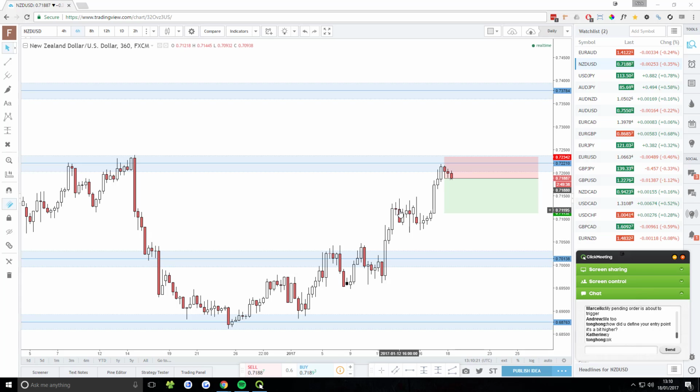So each of these is a 6-hour candle. So we got 6, 12, 18, 24, 30, 36, 42, 48, 54, 60. Yeah, so we got like 60 hours. That's a significant amount of time that it got stuck here. And I don't want to do the same again.